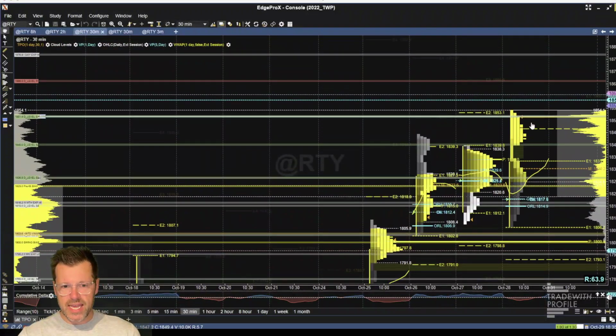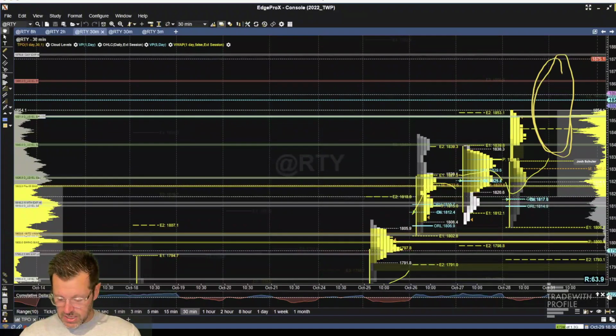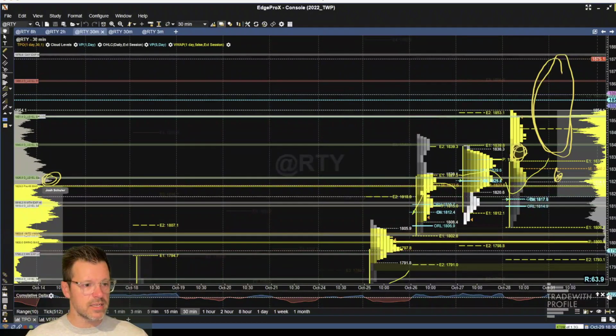Double distribution trend day on Friday. As long as we're in the upper distribution, so above 1840, we'd look for 1865 on the way to the year-to-date VWAP. Daily expected high up here at 1875. So really the field of play is expected to be here. We could clean up some of these singles and get down toward the node here that is at 1828.